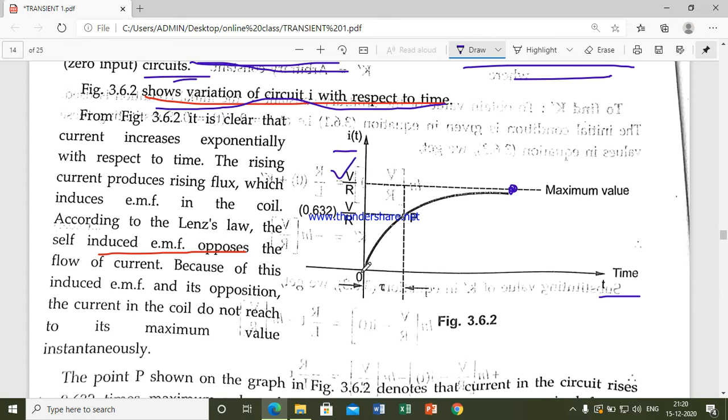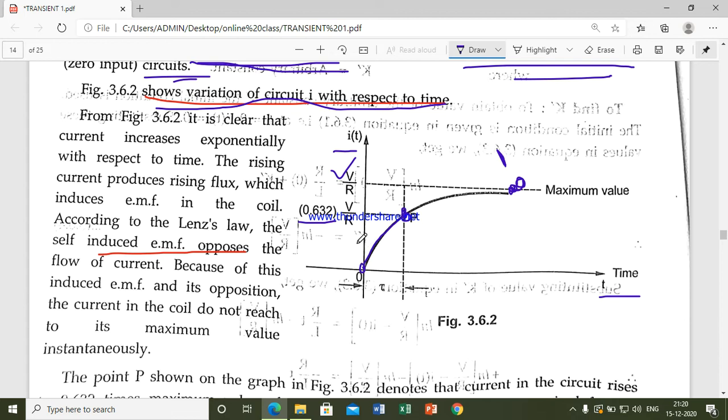But at t equal to 0, what is the current value? You can consider I of t equal to 0. As time progresses, this I of t is getting increased. You can see that through this graph. At the point P, current I of t reaches 0.632 of V by R. Here 1 represents that current I of t is maximum, and at point P your current I of t will be 0.632.